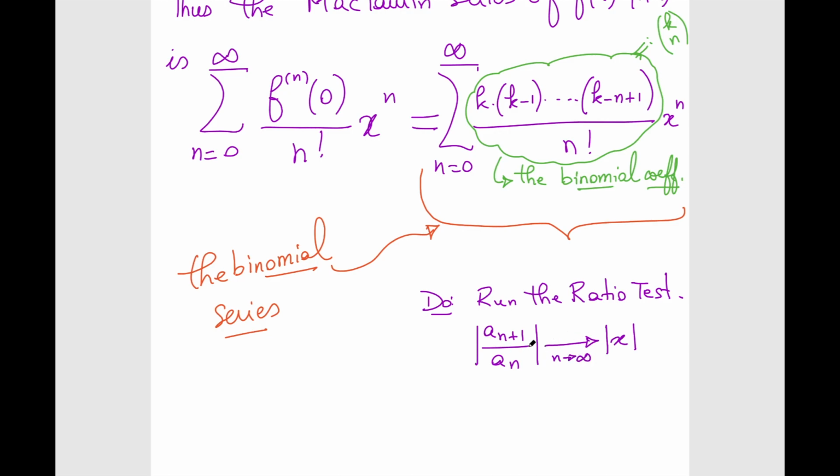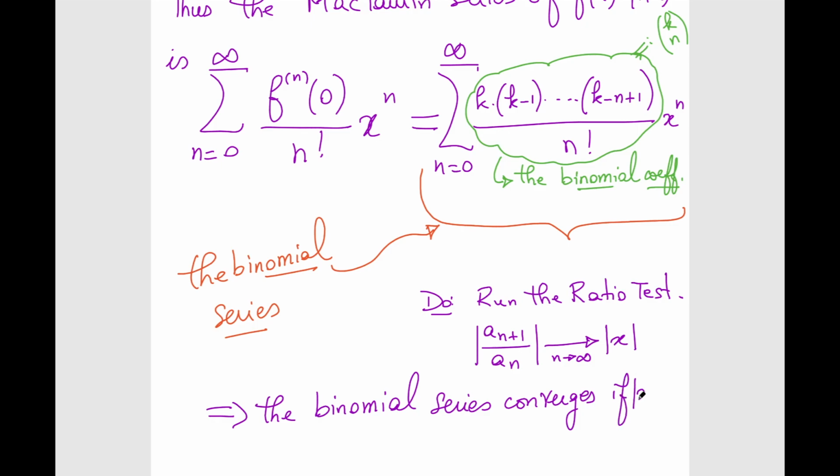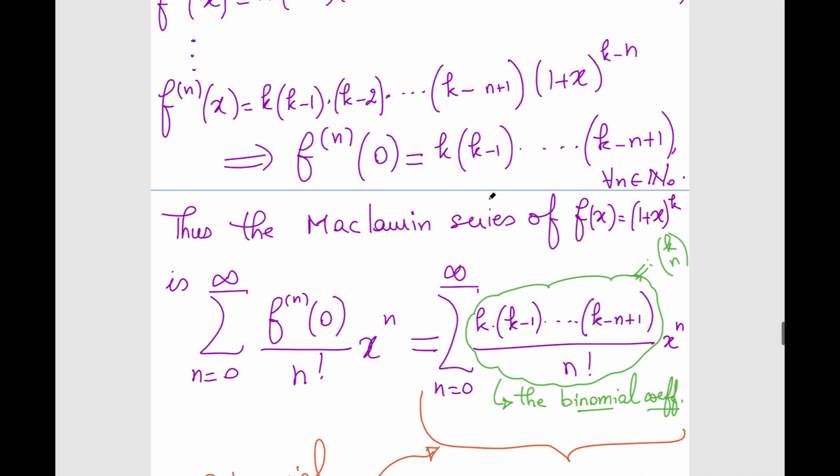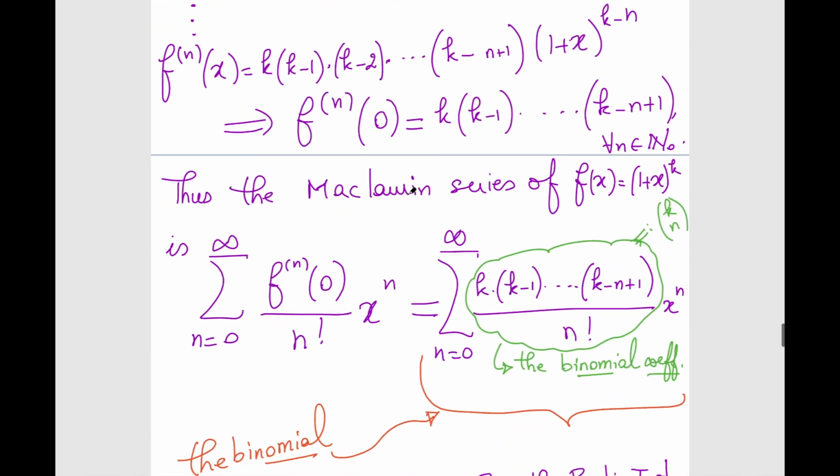Okay. So once you do so, you can infer by the ratio test, what do you infer? That if this guy is less than 1, you get convergence, and if it's bigger than 1, you get divergence, right? So you infer that the binomial series converges if the absolute value of x is smaller than 1, and it diverges if the absolute value of x is bigger than 1. Obviously at 1 and negative 1, or when the absolute value is equal to 1, we cannot say anything because it depends on k, right? It depends on what k is, that exponent. Okay. All right.